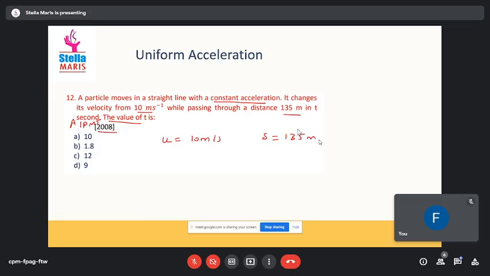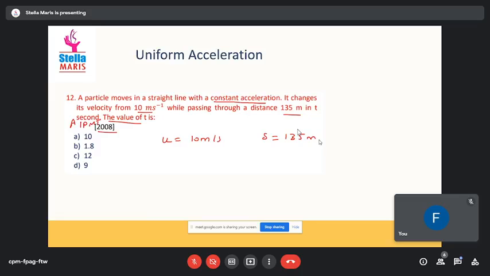Always remember, when you come across this question, you should note that it is moving with constant acceleration. That should be underlined, so that you can employ the formula. The derivations we have derived can be applied, not only the equations of motion.